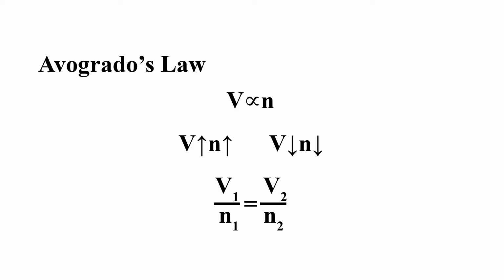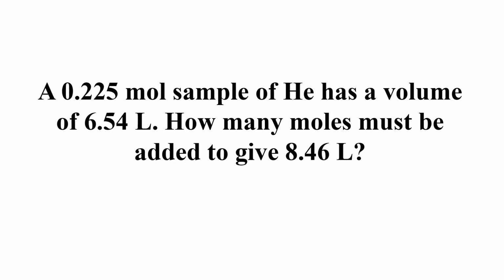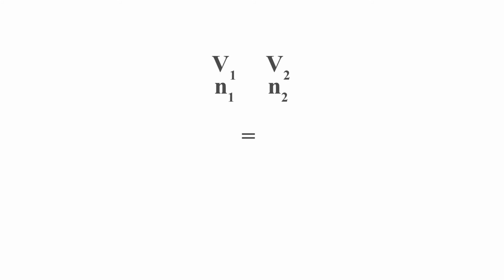As I mentioned before, let's go through one of this type of problems so you can see how they work. A 0.225 mole sample of helium has a volume of 6.54 liters. How many moles must be added to give 8.46 liters? In this case, we must shift our equation a little bit. N2 equals V2 times N1 over V1.